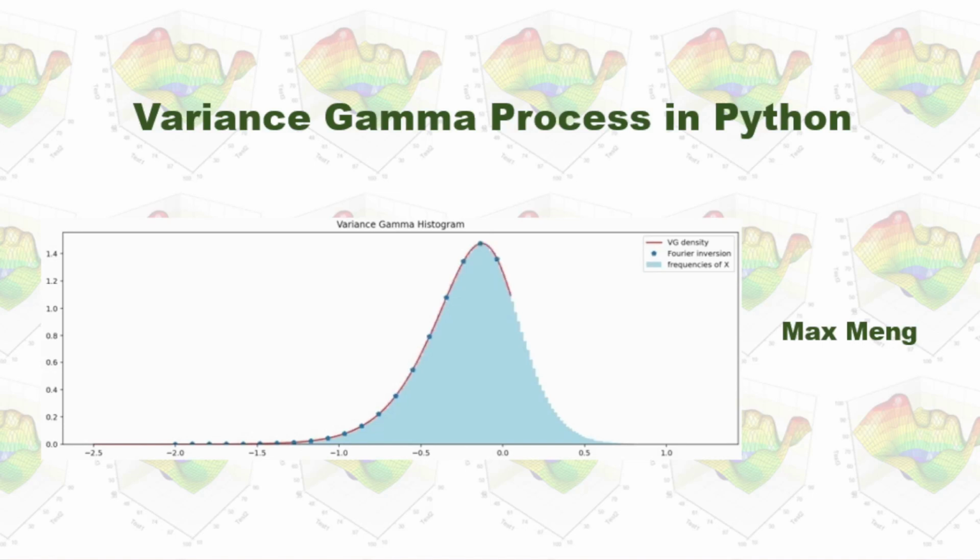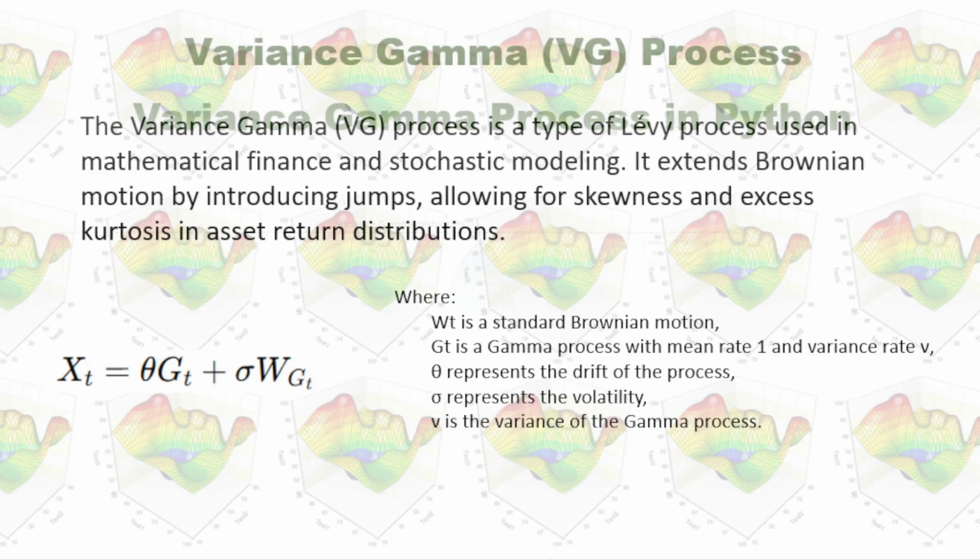This time, I'm going to talk about Variance Gamma process in Python. The Variance Gamma process is a type of Lévy process used in mathematical finance and stochastic modeling. It extends Brownian motion by introducing jumps, allowing for skewness and excess kurtosis in asset return distribution.